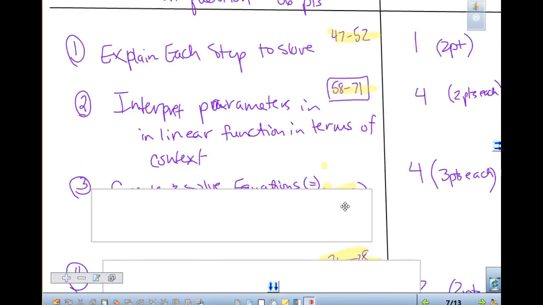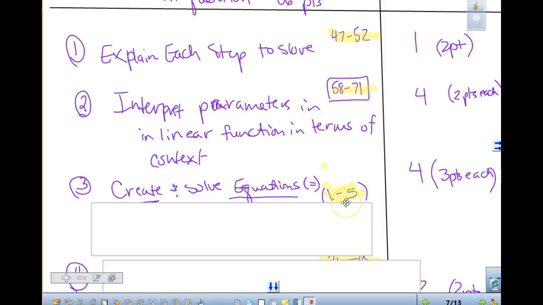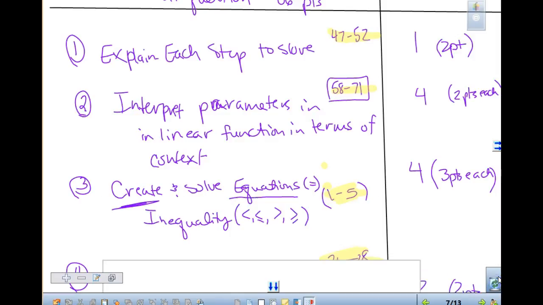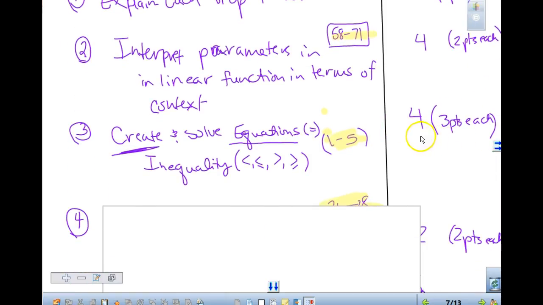The next questions are from 1 to 5, I think it was. Create and solve an equation. So create and solve equations or inequalities. There will be 4 questions, 3 points each. So you might be asked to write that inequality, and then you might have to solve it. So kind of like those first on the review packet, 1, 2, 3, 4, when you were writing those type of questions, 1 through 5, creating it and writing that inequality. 3 points each, there'll be 4 questions.